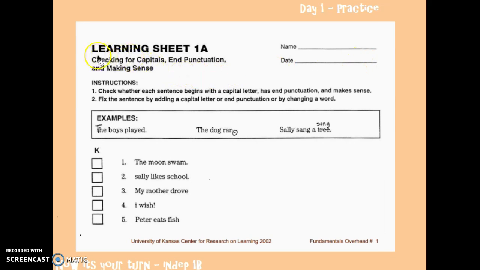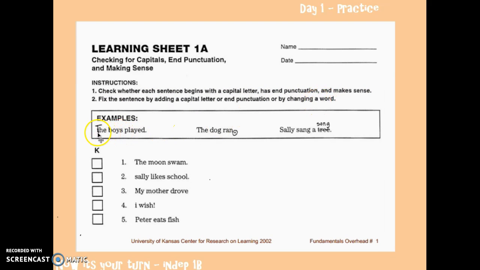For today, you're going to get a learning sheet that says 1C and 1D. I'm going to show you how to complete 1A first. So it says check whether each sentence begins with a capital letter, has end punctuation, and makes sense. And we need to fix the sentence by adding a capital letter or end punctuation, or by changing a word.